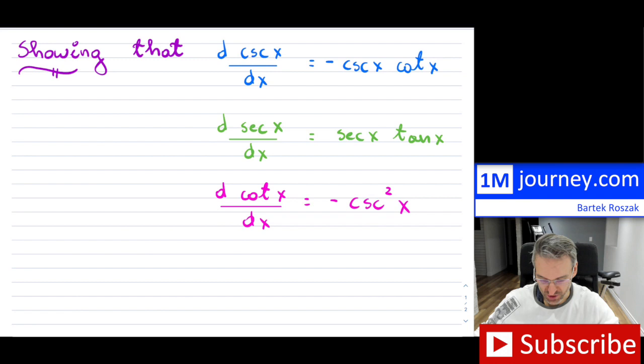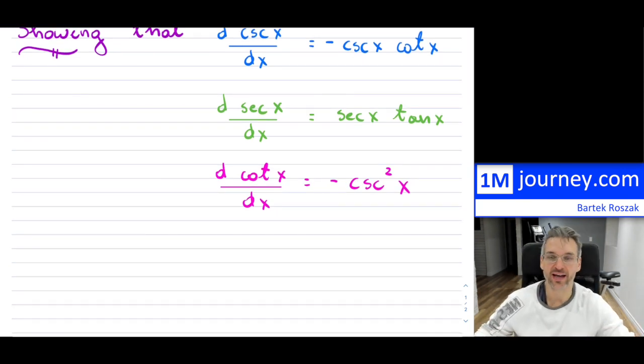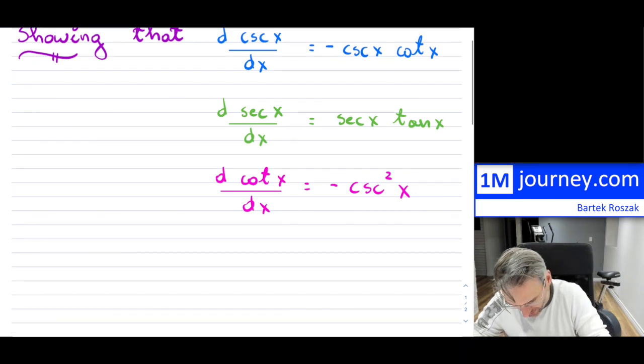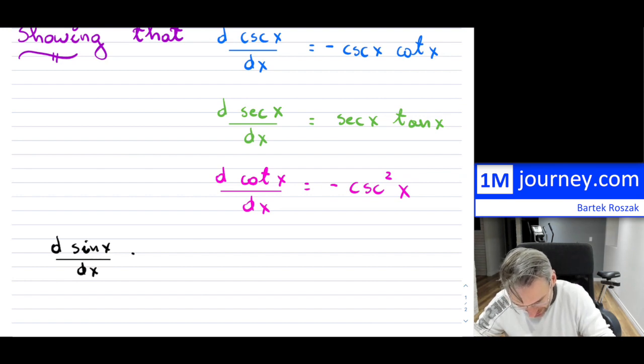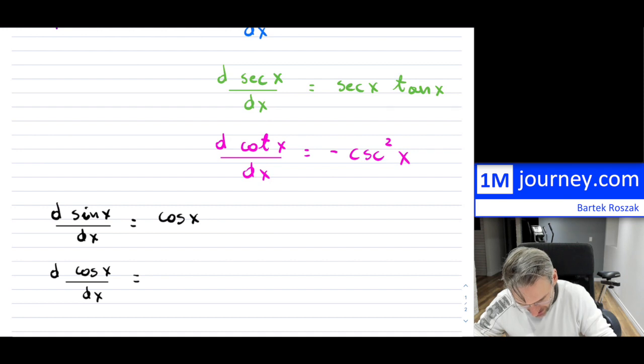Now I will make an assumption here, that you are familiar with and understand what the derivative of sine x is and the derivative of cosine x. Just a reminder: everyone watching this video should know that the derivative of sine x is simply cos x. And the derivative of cos x is simply negative sine x.